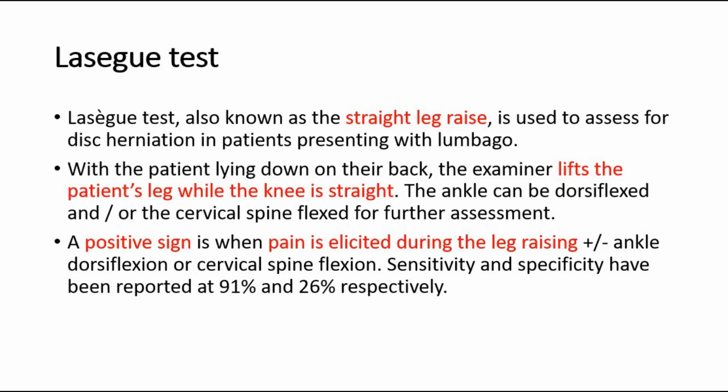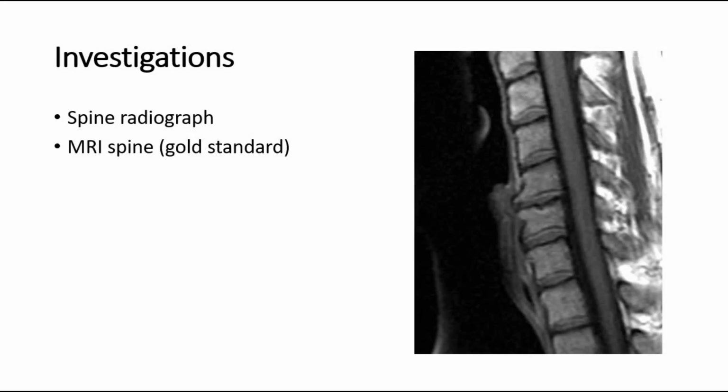For investigation, spine radiographs are only recommended if the patient has a history of recent significant trauma, known osteoporosis, or aged over 70 years. An MRI spine is the gold standard investigation for suspected degenerative disc disease warranting imaging, however the majority of cases do not require imaging. This picture shows a sagittal cervical spine MRI, demonstrating degenerative disc disease, osteophytes, and osteoarthritis of C5 to C6.